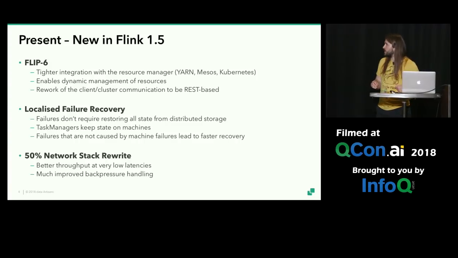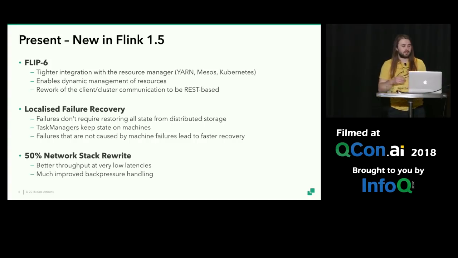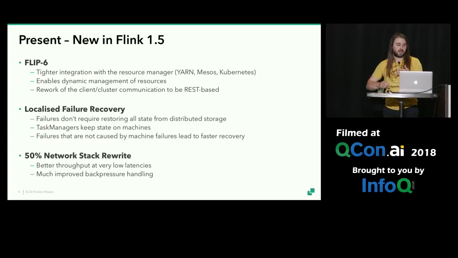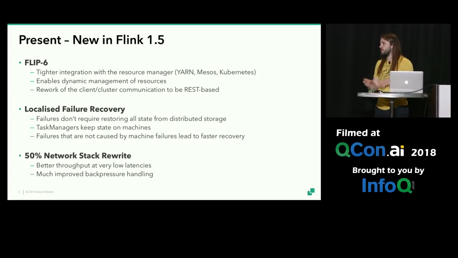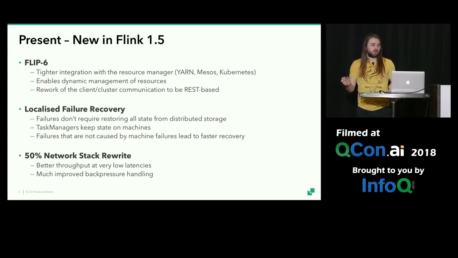So that's what we call Flip 6. Flip is short for Flink Improvement Proposal, and Flip 6 was a design proposal about how the distributed runtime of Flink should be reworked, and the reasons why we want to do this rework, or what we want to achieve with that, is a tighter integration with resource managers such as Yarn, Mesos, or Kubernetes, and to enable dynamic resource management so that Flink can go to these resource managers, dynamically request resources when it requires them, giving back resources.